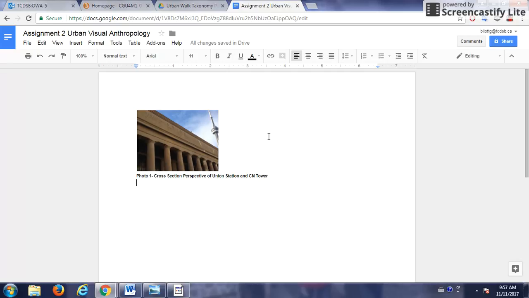I'm using a Microsoft Word document, which is titled Assignment 2 Urban Visual Anthropology. It should have a formal title page, but I'm not worried about that just now. So here's a photo of the pillars or the facade of Union Station, and in the background is the CN Tower. Now, my focus is to talk about the CN Tower as an architecture enthusiast. The CN Tower was built and opened in 1976, and it does identify some formal significance here.